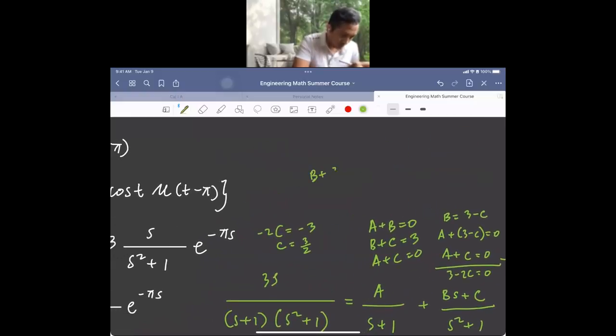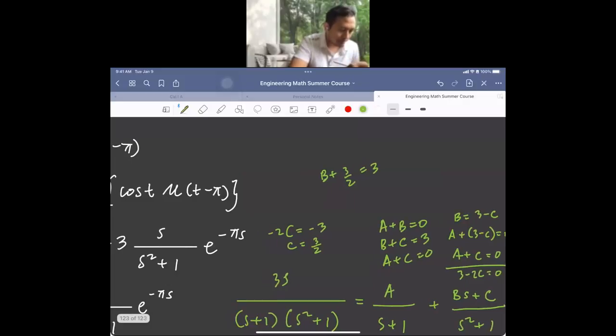Then B plus 3 over 2 is equal to 3, or 6 over 2 to make it easy. This is also 3 over 2. Okay, good. So B is 3 over 2, and A is negative 3 over 2.